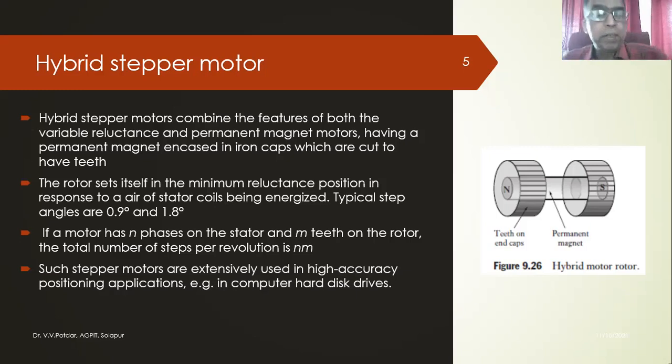Such stepper motors are extensively used in high accuracy positioning applications, for example, in computer hard disk drives. So I have this hard disk and I have the optical reader moving over this hard disk. So while reading the data, the angular positional change that is required is very small. And these hybrid stepper motors, which drive the disk, help me in providing the 0.9 degree of angular positional change.